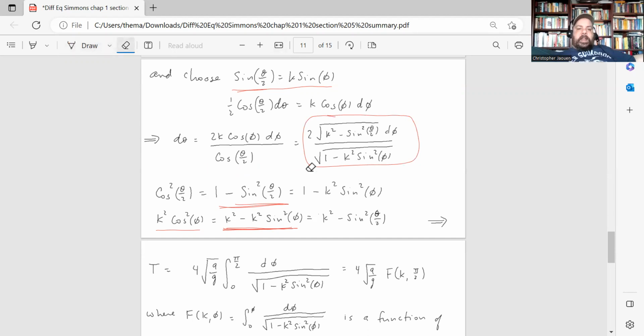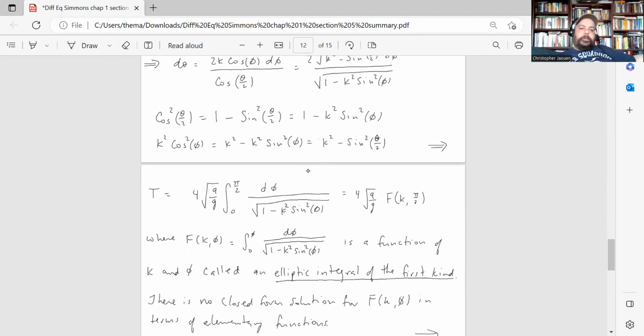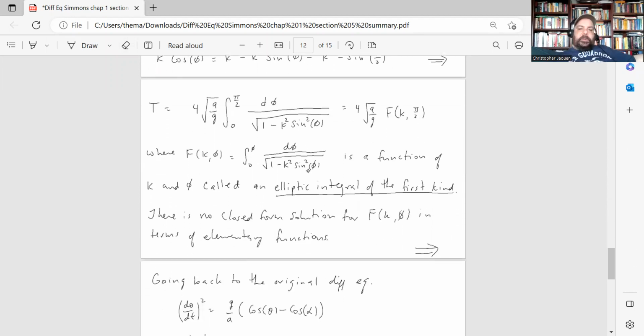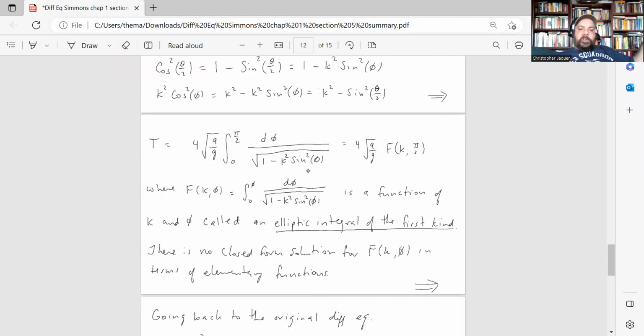All right, that's kind of a lot to take in just by looking at it. So you might actually want to do the substitution yourself, just to make sure you understand where all the pieces came from. All right, plugging that in, we get this integral. T is equal to 4 square root a over g. And now the angle goes from 0 to pi over 2 rather than from 0 to alpha. The differential d theta, when you plug in the value that we found here, you get d phi over square root of 1 minus k squared sine squared phi.